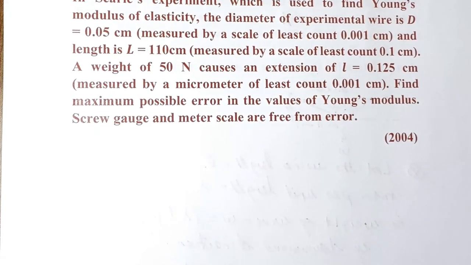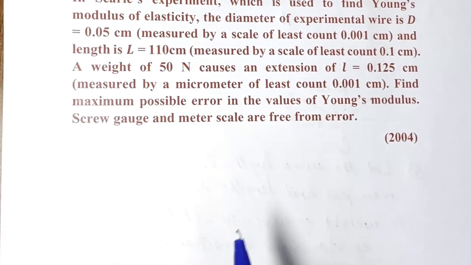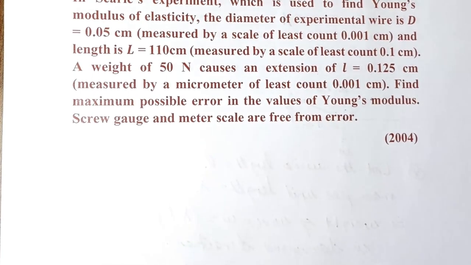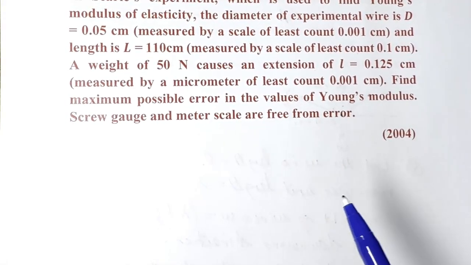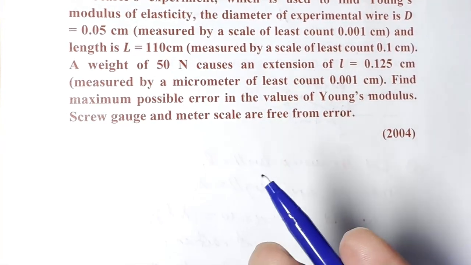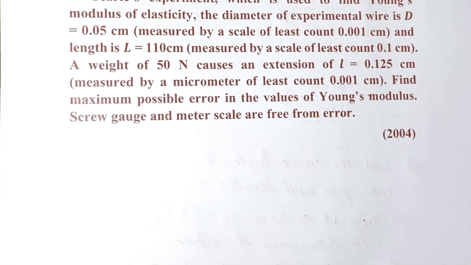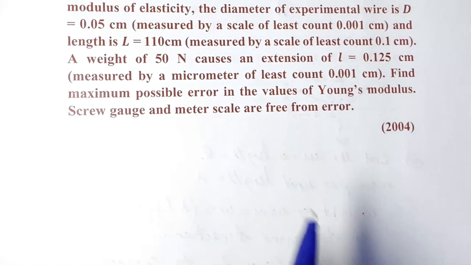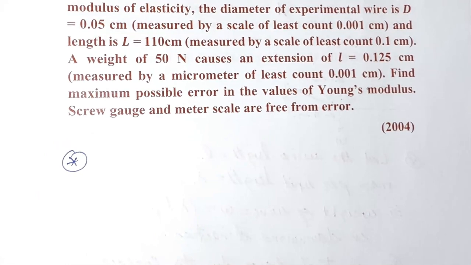So this question is quite straightforward. It is based on how we find out the maximum possible error. So if Y is the Young's modulus of elasticity and delta Y is the maximum possible error, we have to find delta Y. And in order to find delta Y, we should know the value of Y. So we start from there only. We start by finding the Young's modulus first, that is Y.